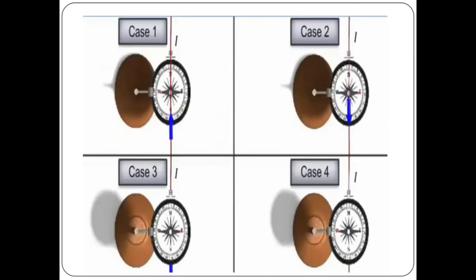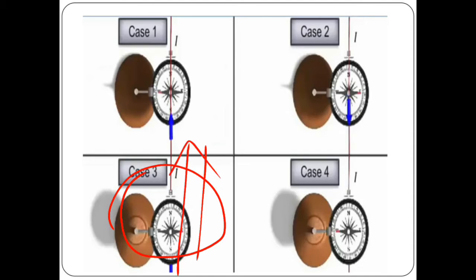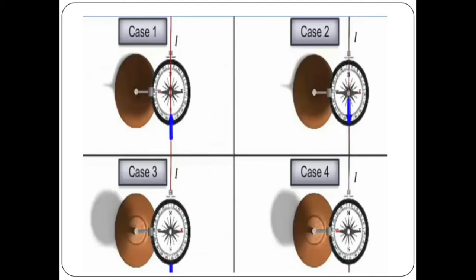In the third case, the magnetic compass needle is taken above the wire, and the same current is passing from south to north. The magnetic needle is deflected to the right side, that is the east direction. The same thing: the magnetic needle is above the current carrying conductor and the current is passing from north to south. Now the deflection will be in the west direction.